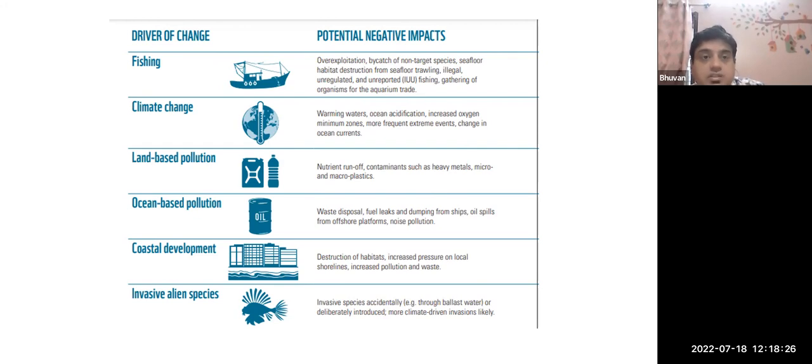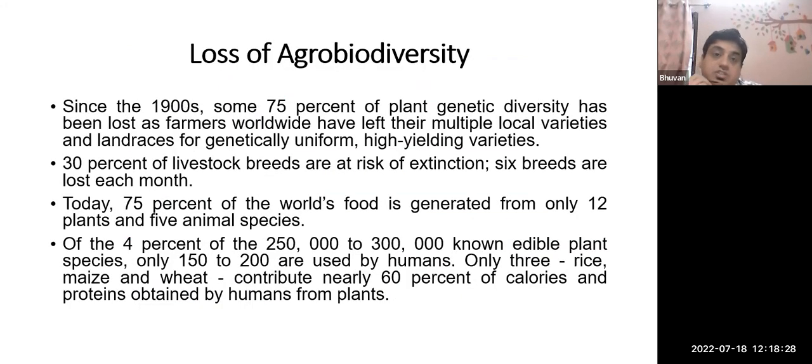Then we have the loss of agrobiodiversity, which is also of major concern. Since the green revolution in India, HYVs, that is high yielding varieties, are more preferred over the traditional varieties of the plants. And therefore, we see that in agriculture, 5 or 6, or not more than that, are generally used in agricultural fields. So our traditional varieties and the genetic diversity are getting impacted because of this. And this trend is observed all over the world.